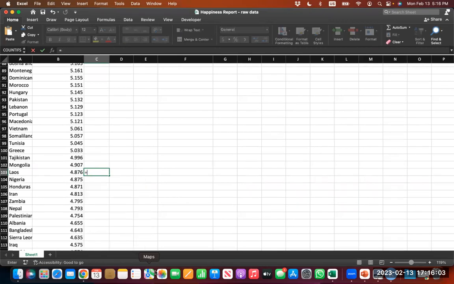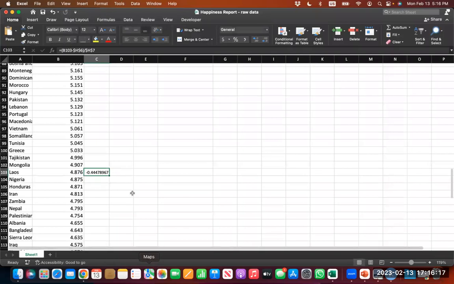All right, let's do this parenthesis. B103 minus $H$6, divided by $H$7. Why are you putting the dollar signs? Because we want to pull it all the way down later, so locking the cell in will keep the reference cell locked in. So now here we have minus 0.44.